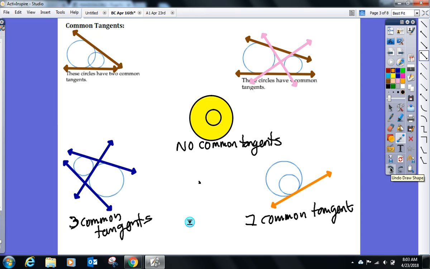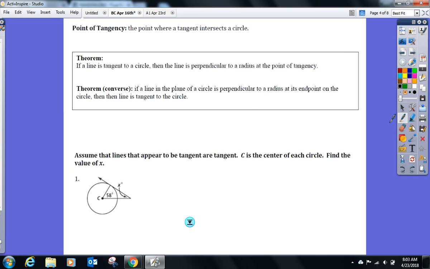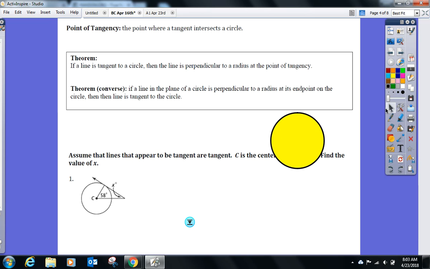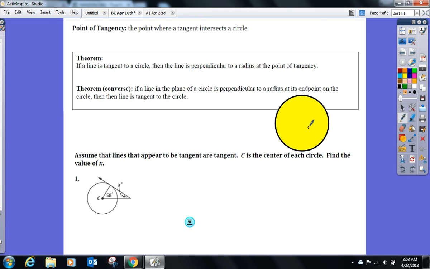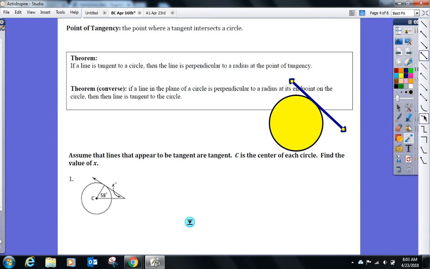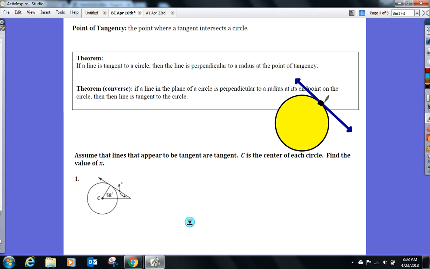Common tangents. All right, here's the big theorem for today that's going to help you out. Can you guys draw me a circle somewhere around this theorem? Draw a tangent line, one and only one tangent line to that circle. Mark the point where your tangent intersects the circle.